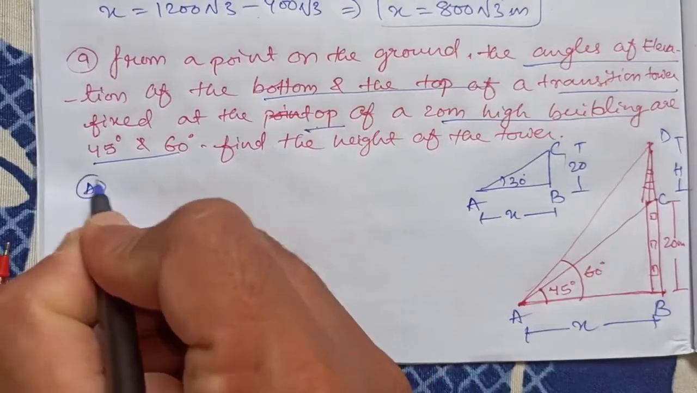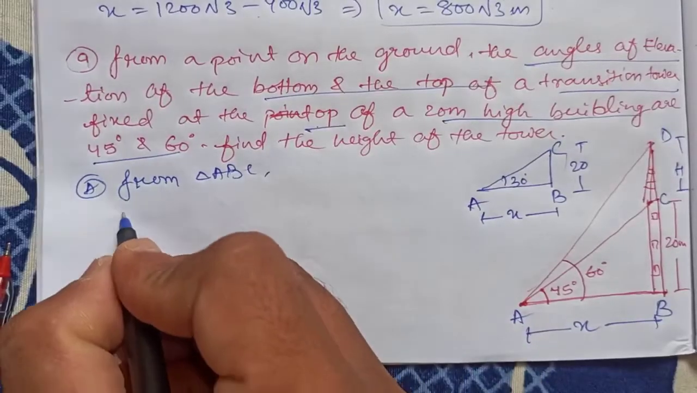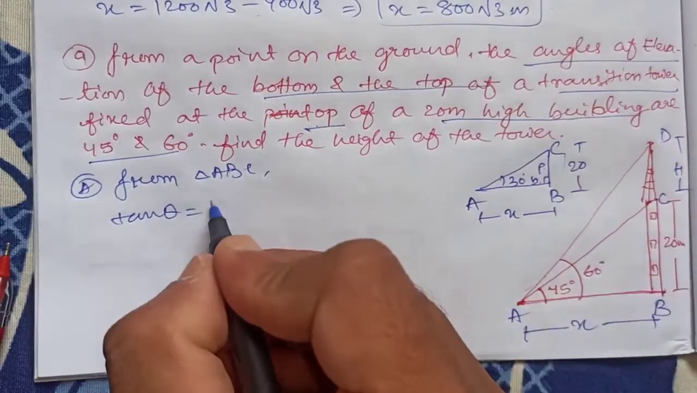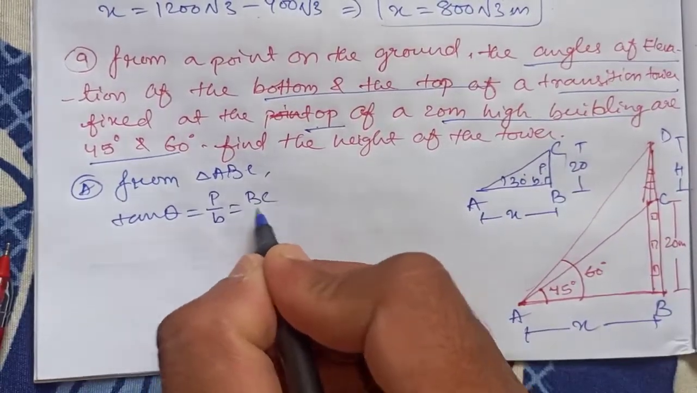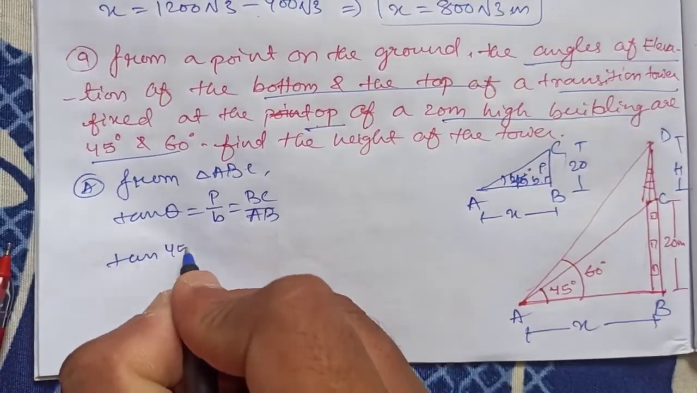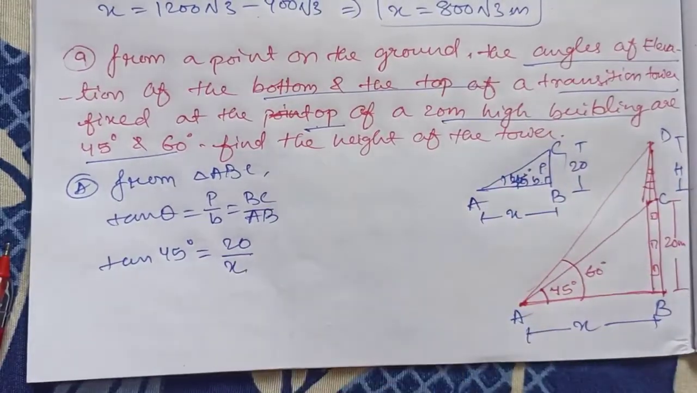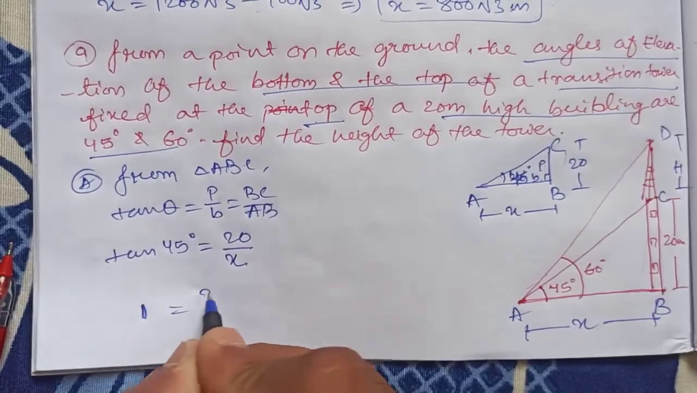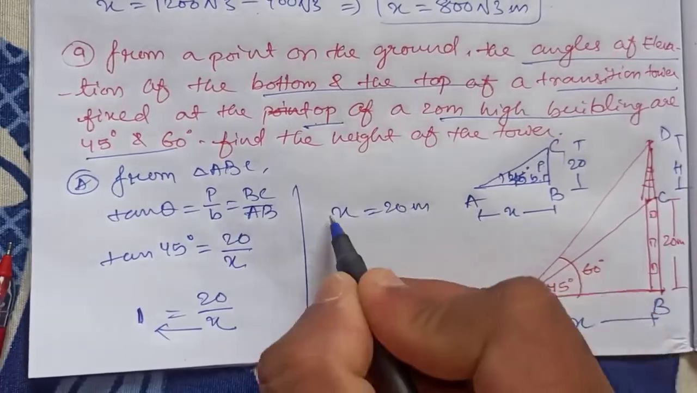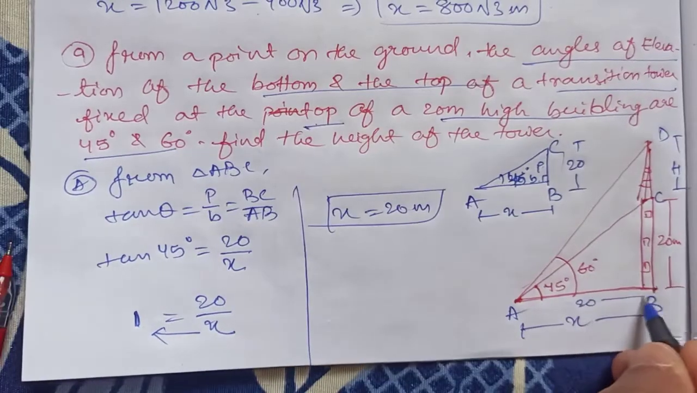So from triangle ABC, tan theta again. Why tan theta? Perpendicular by base we are taking. P by B equals BC by AB. Tan 45 degree equals BC is how much? BC is 20. AB is X. Tan 45 is 1. 20 by X, just cross multiply, we will get X equals 20 meter. That means this distance also we got 20.